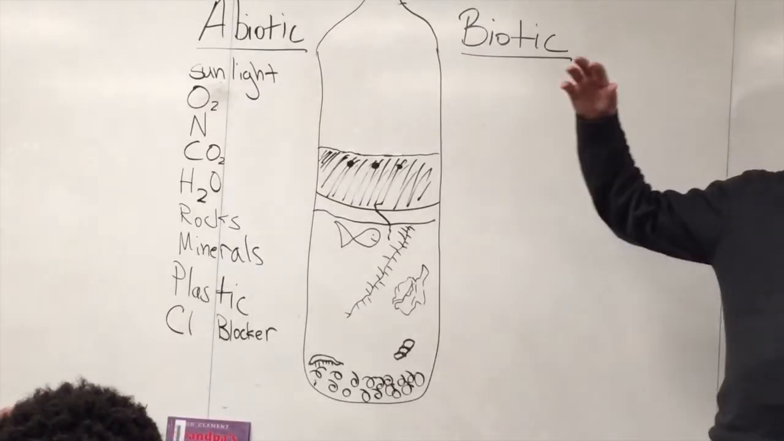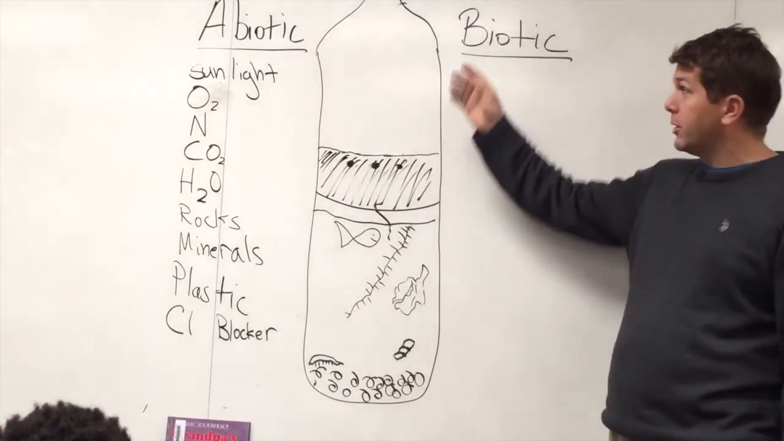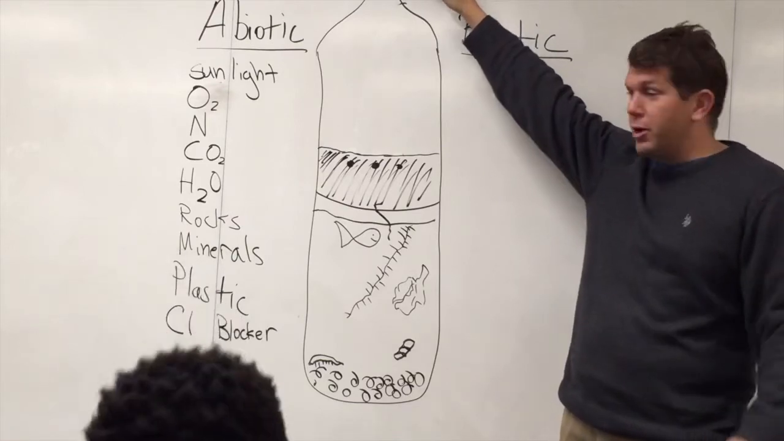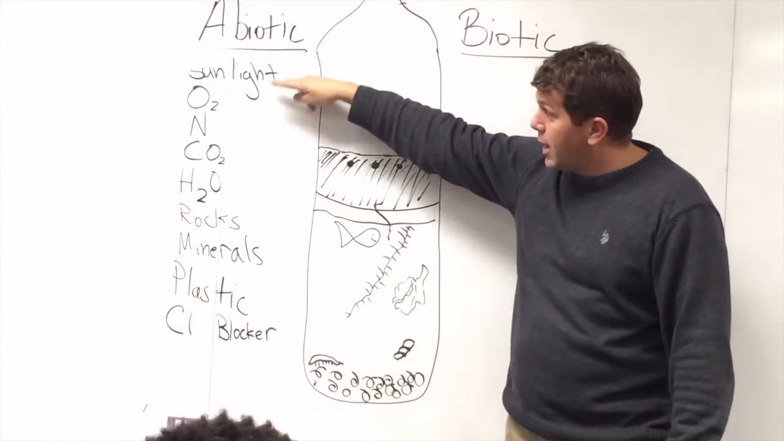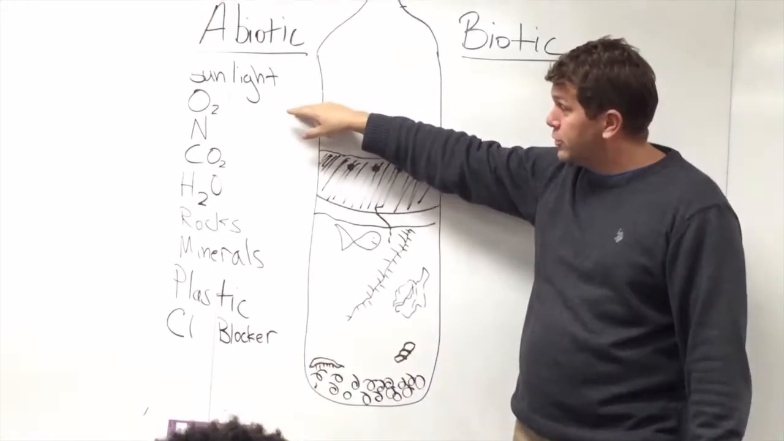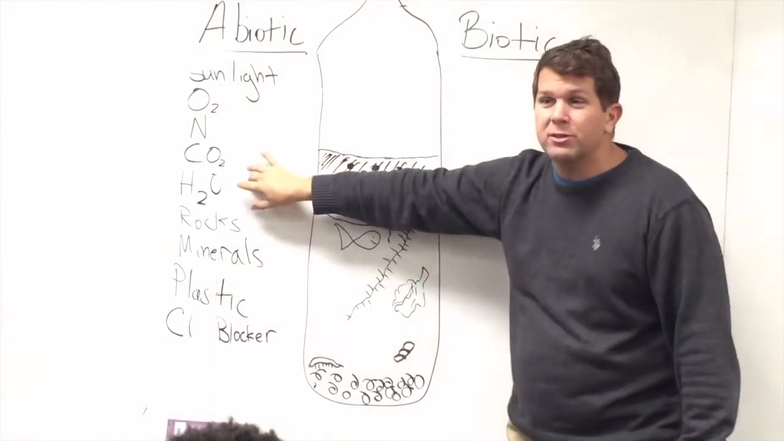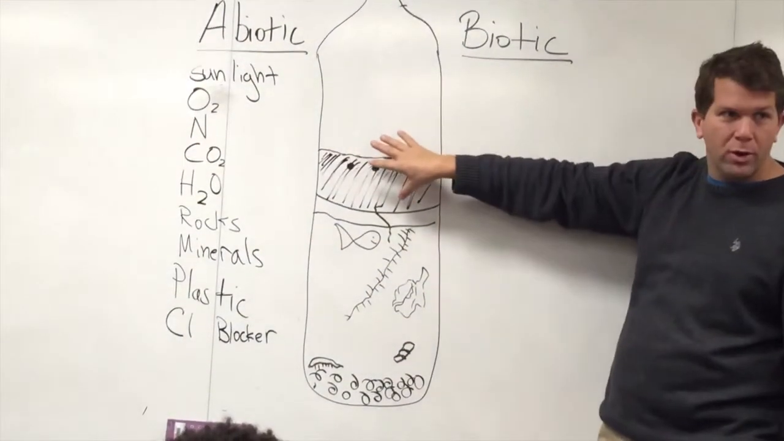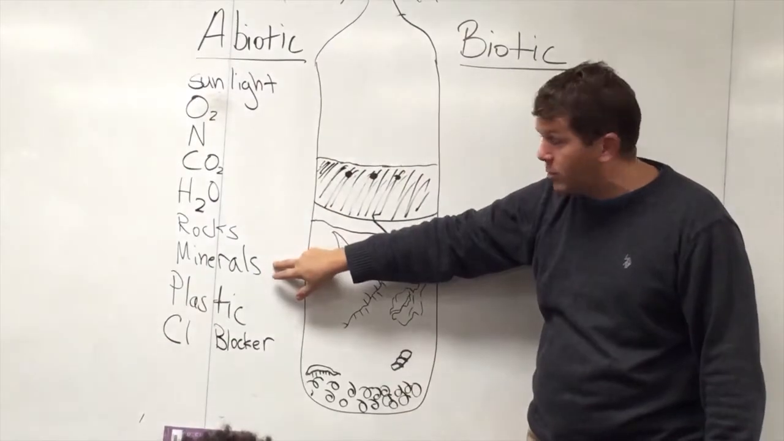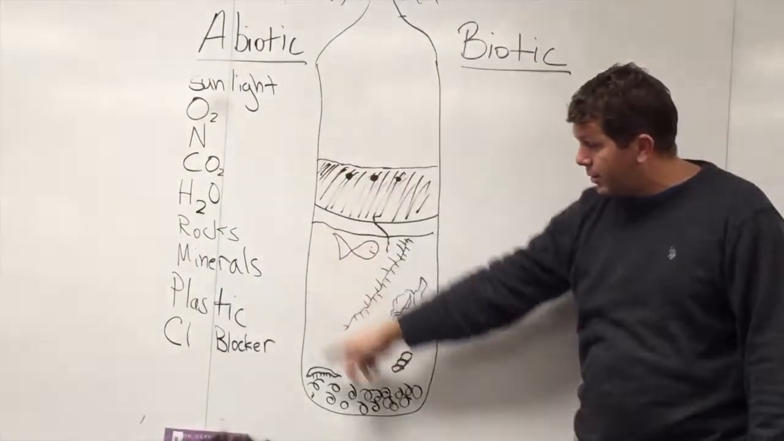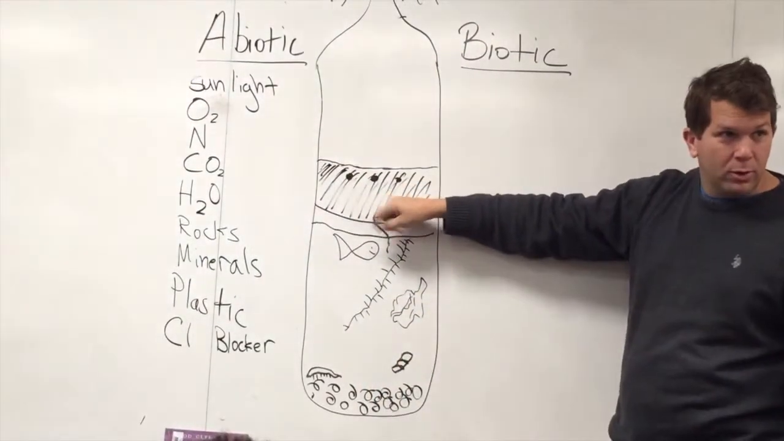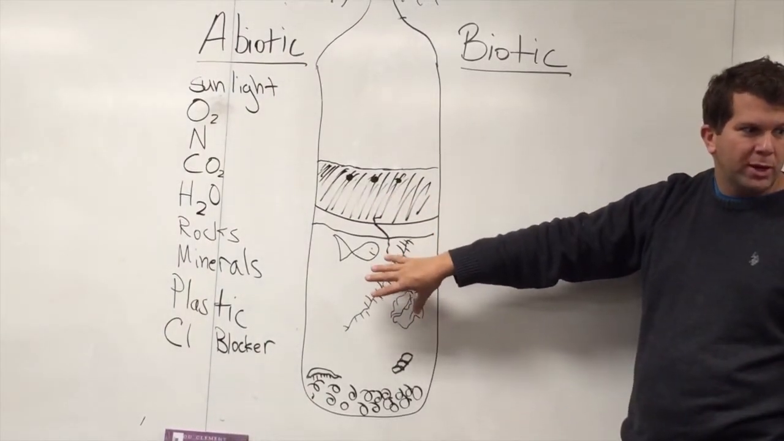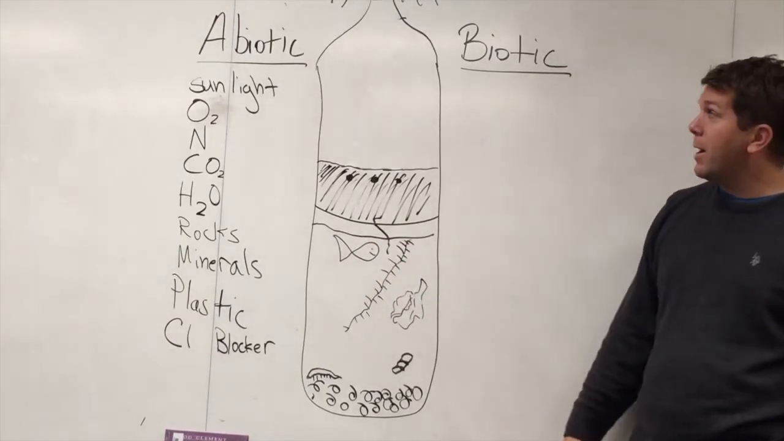So we found all of the abiotic factors that are in our Aqua Terra column. We went from start down. We had the sunlight, providing all of our energy for our ecosystem. Then we went to the oxygen, nitrogen, and carbon dioxide. And there's even some water that's found up in this air right here. We went down to the soil where we have the rocks and the minerals. We have the plastic container. And then we added a chemical in the water to block the chlorine so our fish could be not swimming in chlorine. So that's our abiotic factors.